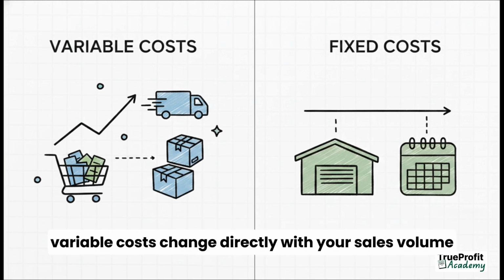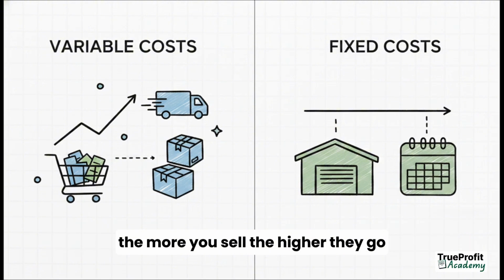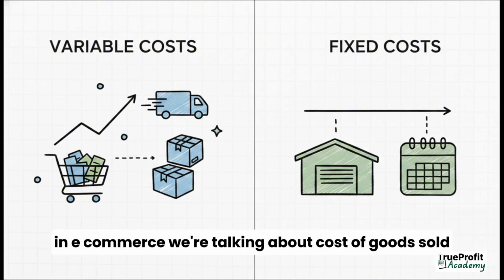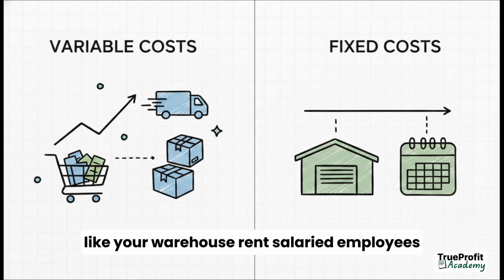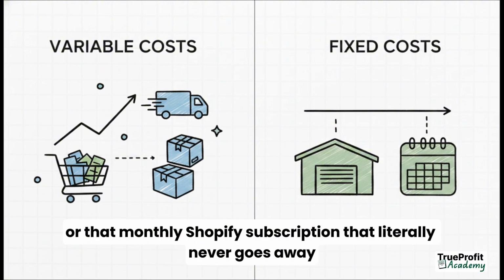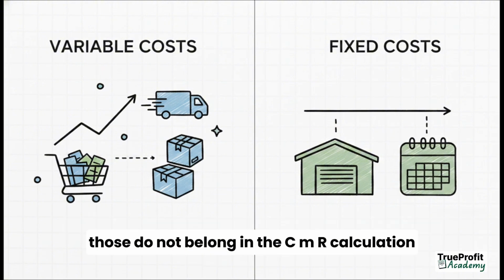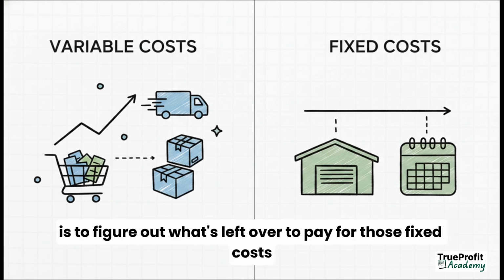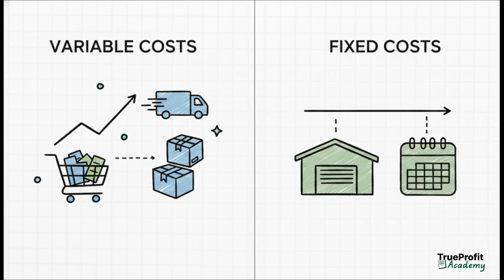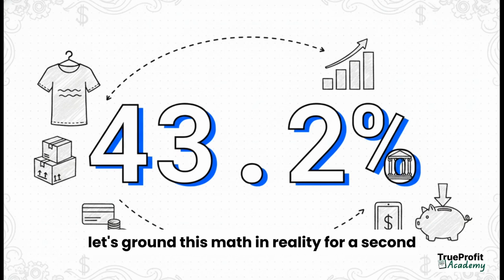Variable costs change directly with your sales volume. The more you sell, the higher they go. In e-commerce, we're talking about cost of goods sold, shipping, payment processing fees, packaging, and your variable ad spend. Fixed costs, on the flip side, like your warehouse rent, salaried employees, or that monthly Shopify subscription that literally never goes away, those do not belong in the CMR calculation. Remember, the entire point of the contribution margin is to figure out what's left over to pay for those fixed costs.